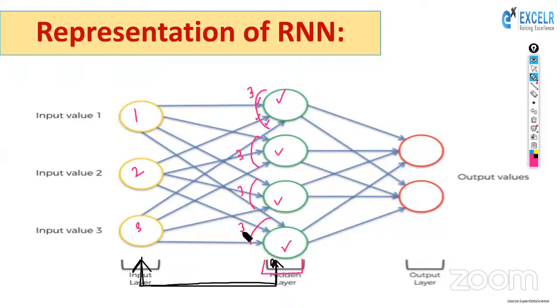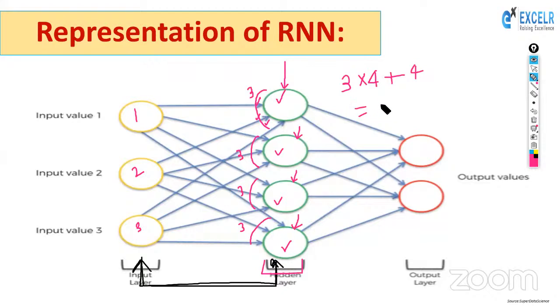So in total, how many weights are there? 3 into 4, plus. There will always be a bias for each and every node, right? So one bias with this node, one bias with this node, and so on for each node. That means 1, 2, 3, 4 weights extra. That means 3 into 4 plus 4.